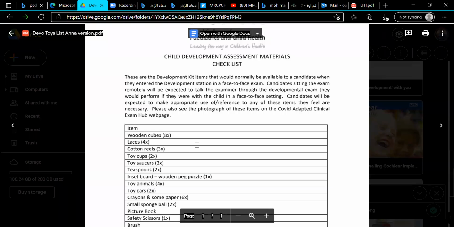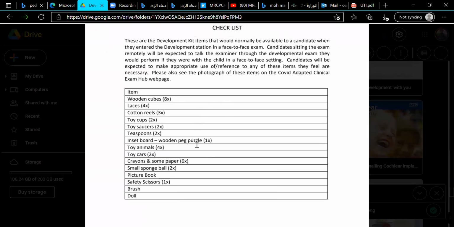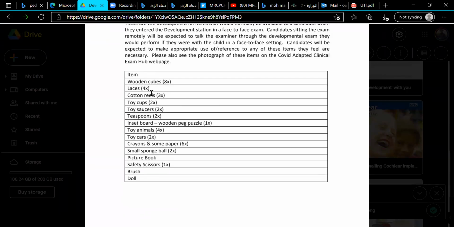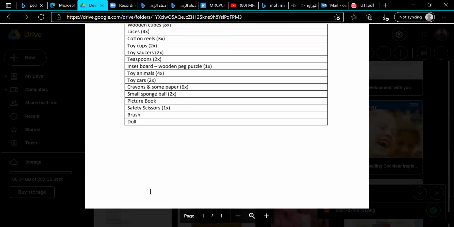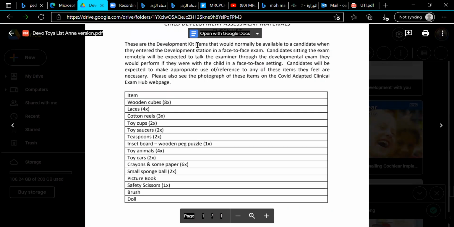So this is the child developmental assessment material checklist. The items are wooden cubes, laces, cotton reels, toy cups, toy saucer, teaspoon, insert board, wooden big puzzle, toy animal, toy cars, crayon and some paper, small sponge ball, picture book, safety scissors, brush and doll. I will show the picture.